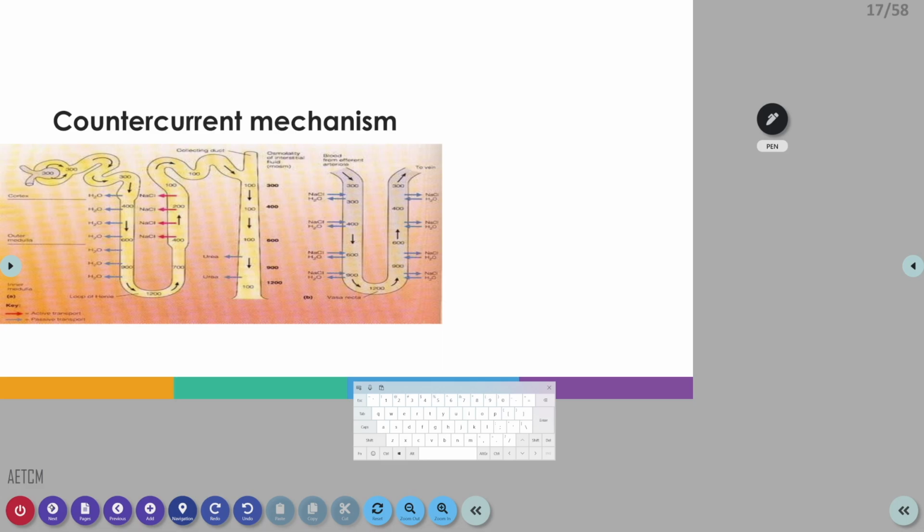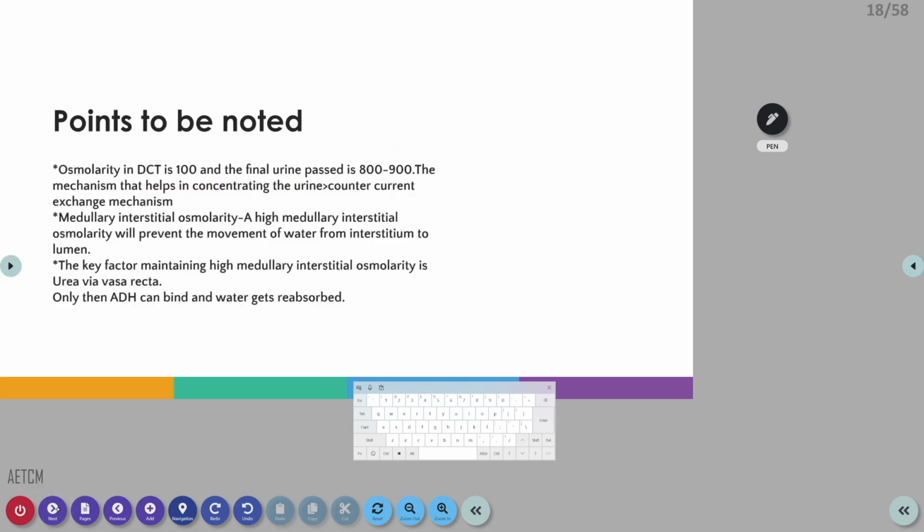Now we come to the countercurrent mechanism. In the countercurrent mechanism, the osmolarity at the DCT is 100 and the final urine that is passed is at around 800 to 900. The mechanism that helps in concentrating the urine is called the countercurrent exchange mechanism. A high medullary interstitial osmolarity will prevent the movement of water from the interstitium to the lumen. That is the main factor responsible for this countercurrent exchange mechanism that helps in maintaining the osmolarity at the DCT at 100, and the final urine passed is around 900.